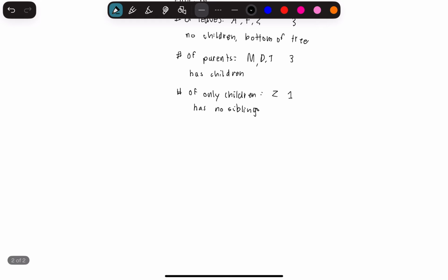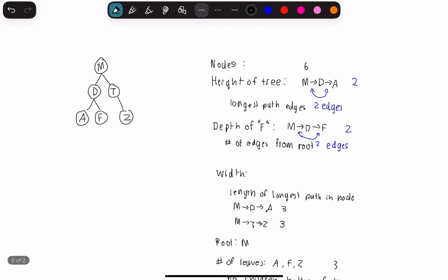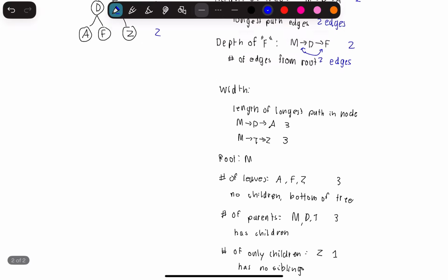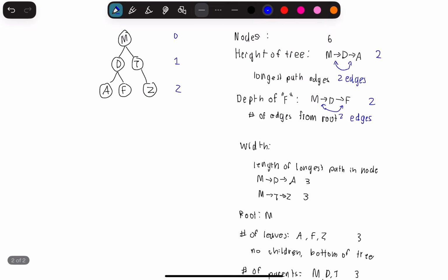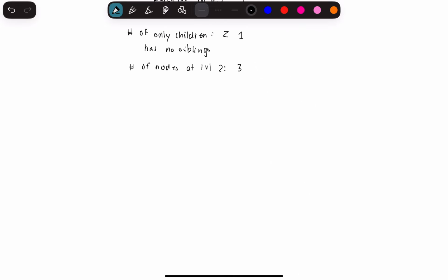Now, how about the number of nodes at level 2? So when you split it into levels, you start at 0, 1, and 2. So we can see at level 2 there are 3. We can see at level 2 there's A, F, and Z. So that's just going to be 3.